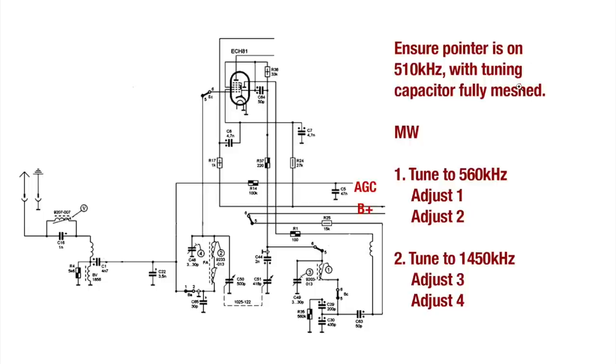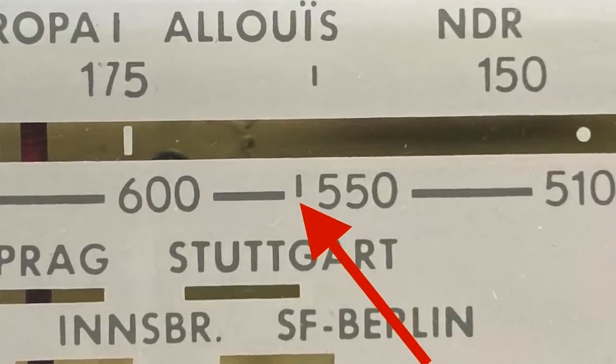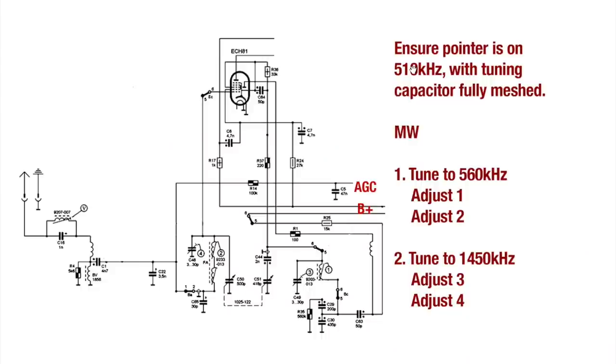That's going to apply to all the bands. Now let's look at medium wave. What do they tell us to do? Well, they tell us to tune to 560 kHz. Now 560 kHz is just slightly to the left of that. In other words, the tuning condenser was fully meshed up here. It is slightly or nearly fully meshed here, okay?